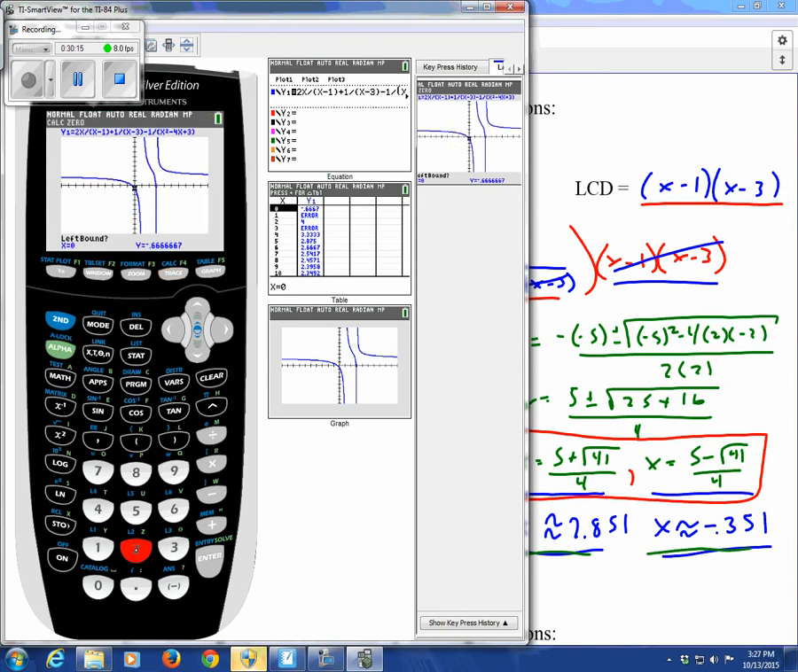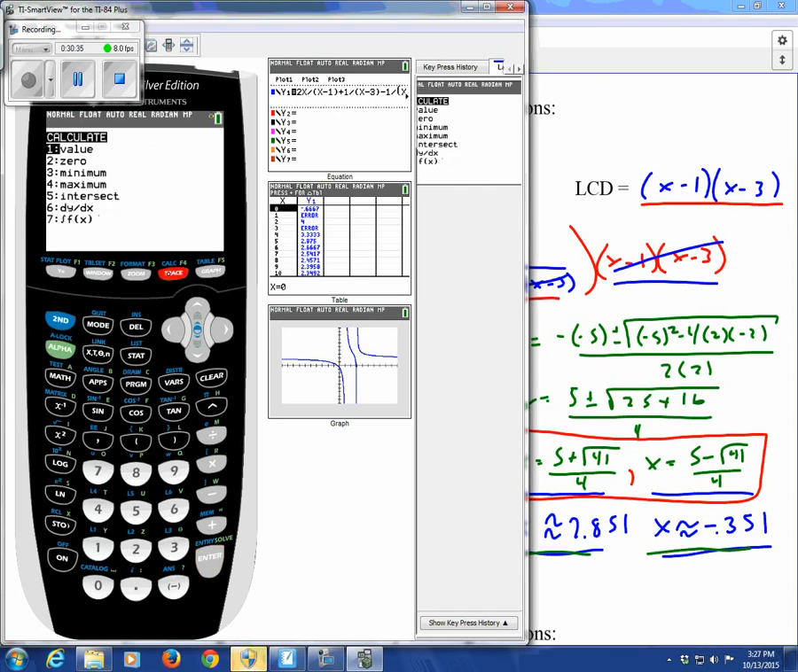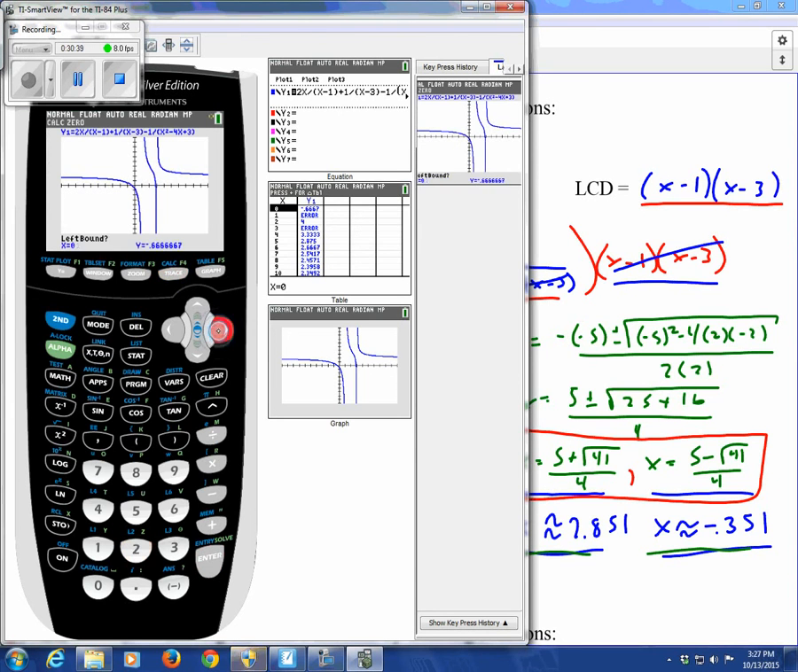So right here we'd go 0, I'm going to go a little to the left with the left bound, press enter, go a little to the right below the x-axis, press enter again, and I'm coming up with my negative 0.3507, so that's approximately what I got right there. And then second trace calc again, and then of course the 0. So right here we'll arrow over to that other guy.